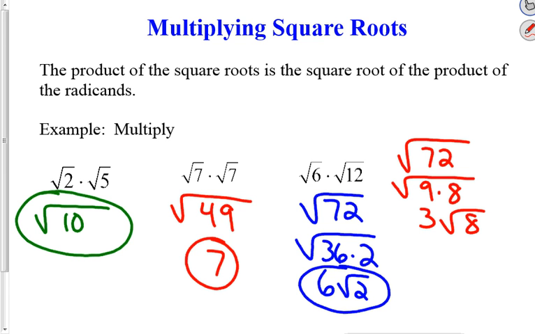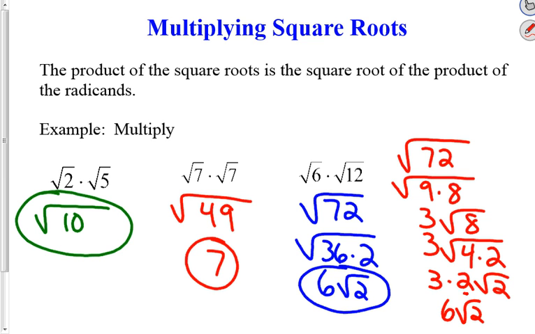So we can simplify it again. Square root of 8 can be written as the square root of 4 times 2. The square root of 4 is 2, so we get 3 times 2 times the square root of 2. And of course, that 3 times 2 gives us our 6 square roots of 2.